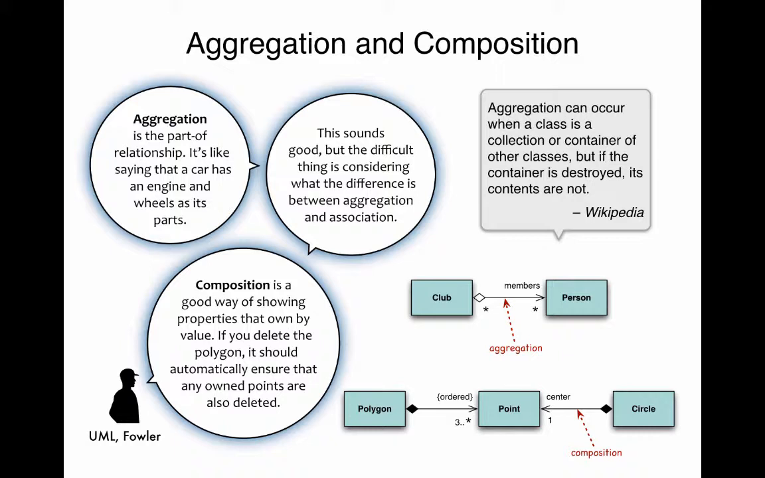So both aggregation and composition indicate some sort of collection. But what's the difference between them? The difference is that in aggregation, the aggregated objects still exist even if the object that holds them is destroyed. In composition, the opposite is true. If the holding object is destroyed, then the held objects are destroyed also. So composition indicates ownership, where aggregation does not.